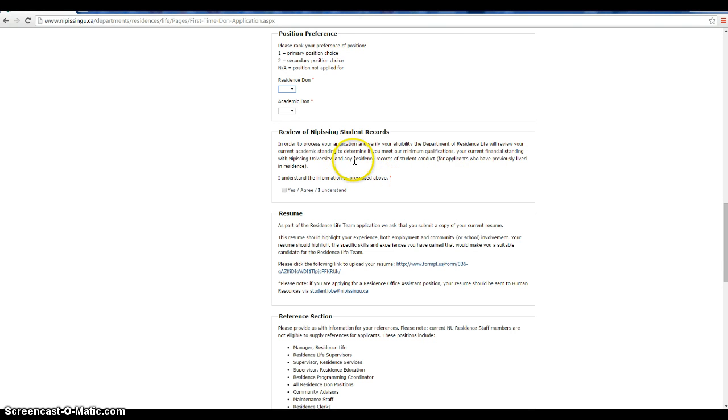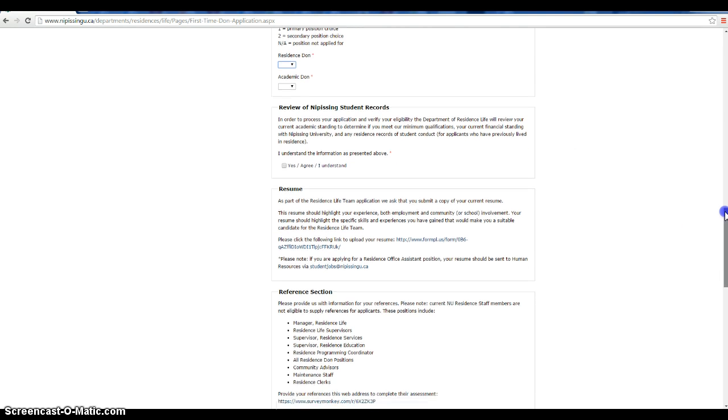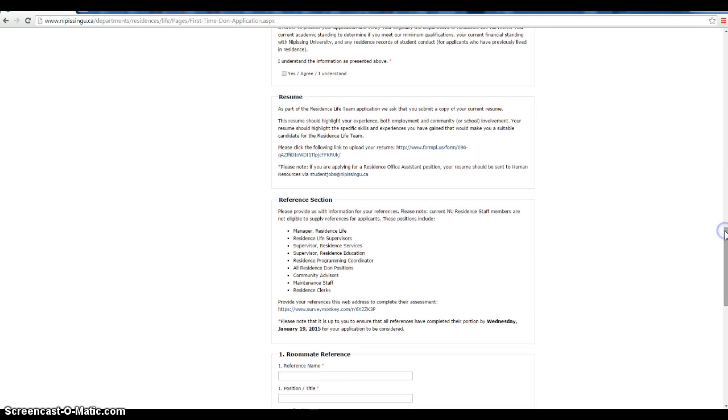We will also be considering any residence record of student conduct. We understand that students may have had issues in the past with the community living standards, but we would consider any major breach of the residence community living standards as potential reason for exclusion from the application process. For minor incidents, these may be considered, but generally we are looking for people who have had major breaches of the community living standards.